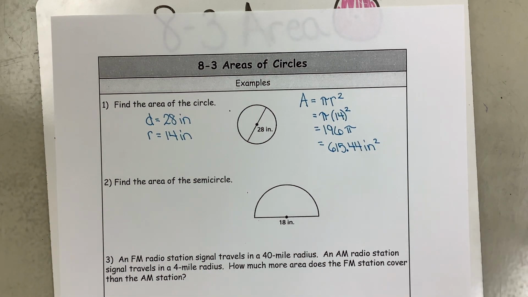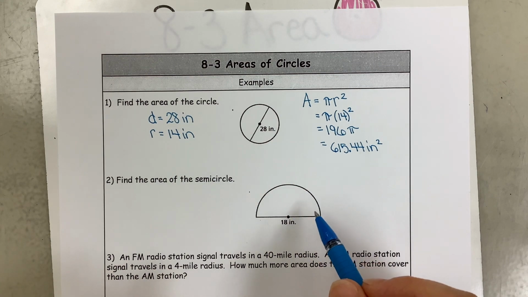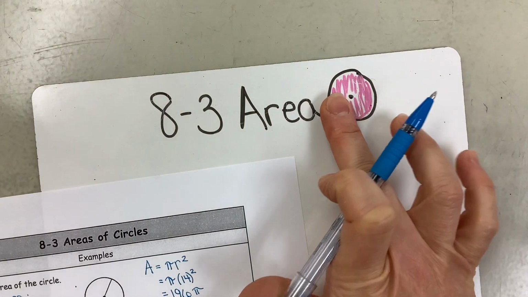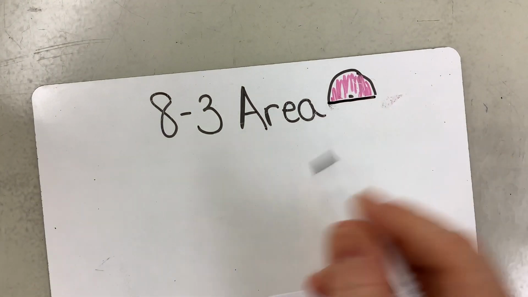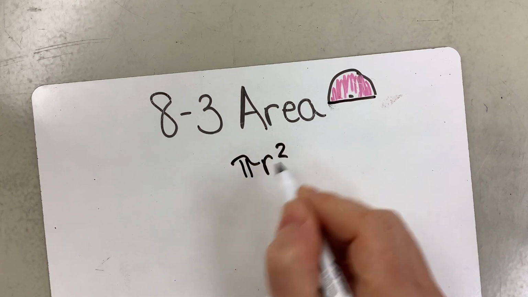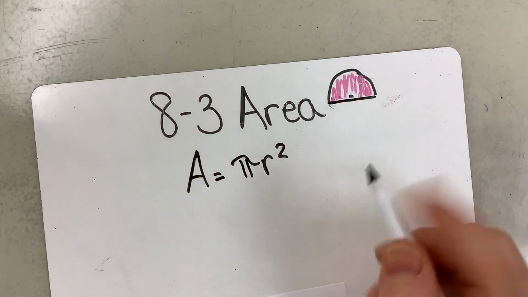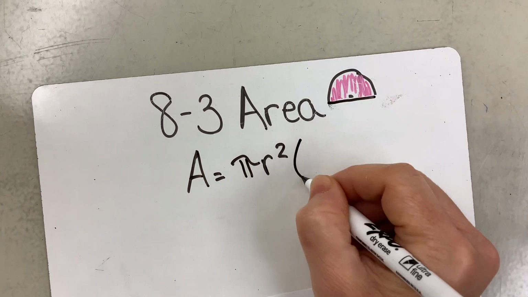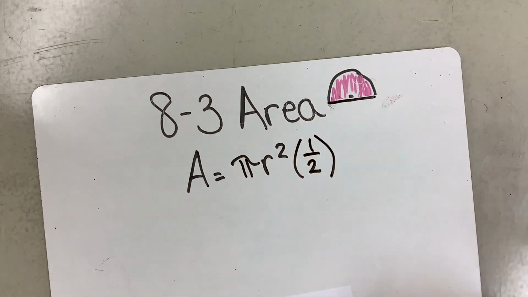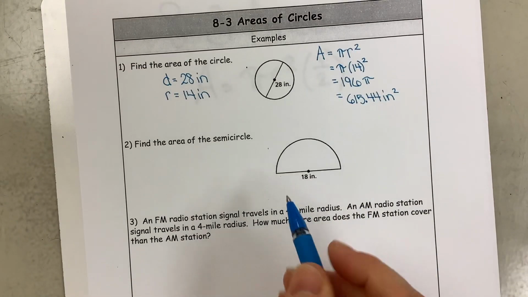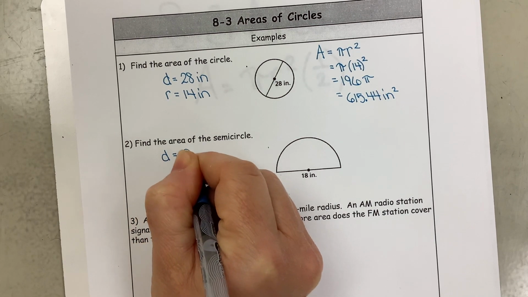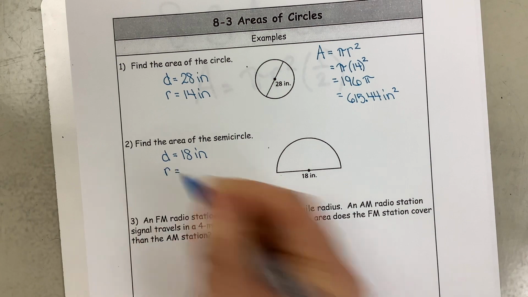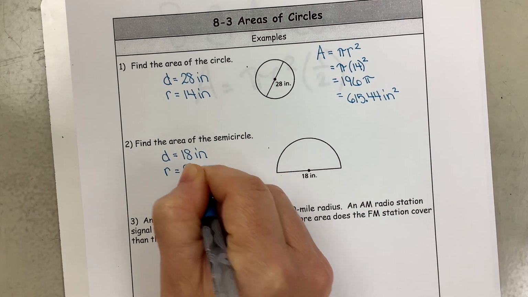Now, on the next problem, this one is a semicircle, which means we really only have half of the circle. So what we're going to do then for our semicircle is it is still pi r squared. That is area of the circle, but we have to cut it in half. So we need to either divide by 2 or multiply by 1/2. Our diameter is this piece, so our diameter equals 18 inches, which means my radius, we're going to cut that in half, is 9 inches.